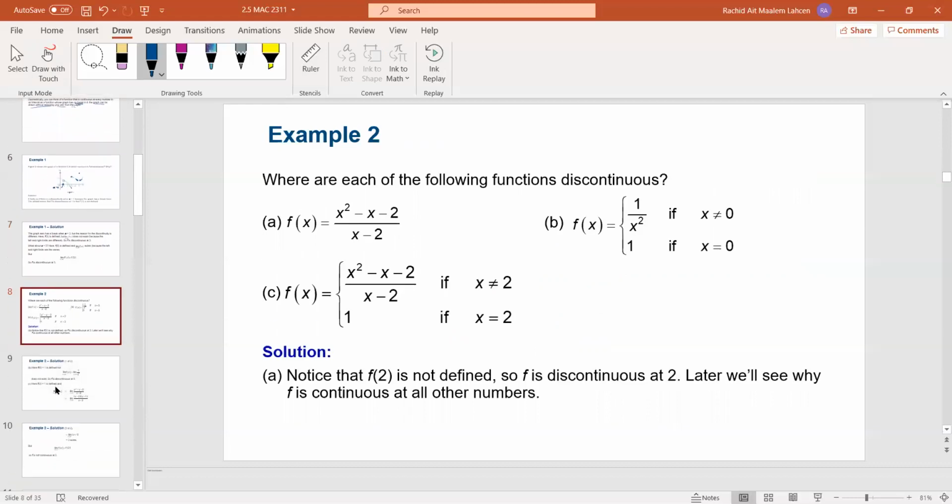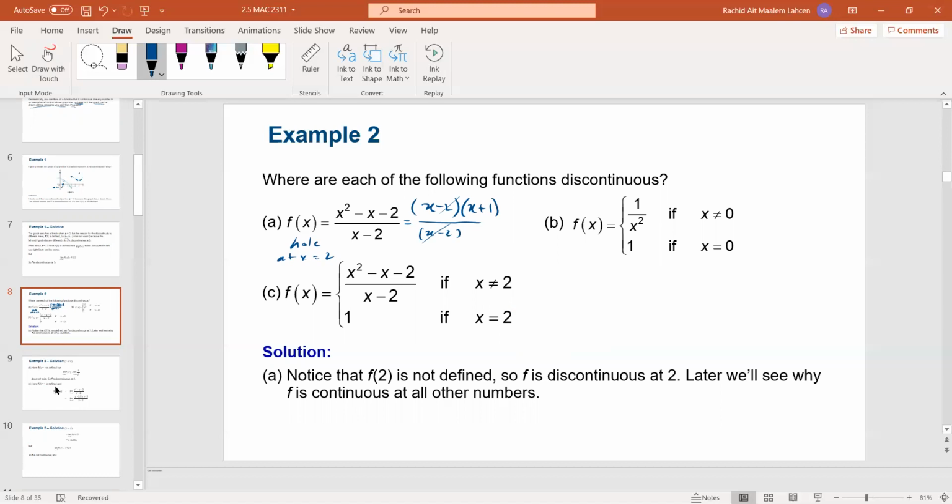So where are each of the following functions discontinuous? Of course, if you have a rational expression, the first thing you want to do is see if it's in simplified form. So this one will be discontinuous at x equals 2 because there is a vertical asymptote there. So if we factor this, we're going to have x minus 2 times x plus 1. All right, and so this is going to be some type of a line with a hole at x equals 2. So it's discontinuous at that number.